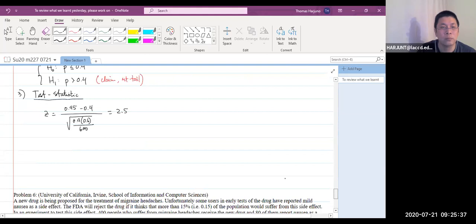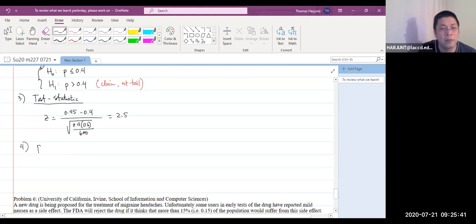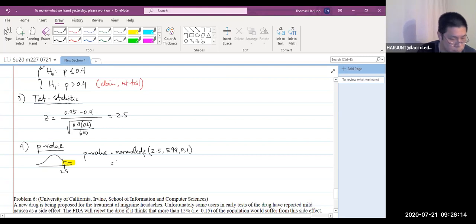2.5. So our p-value will be, this is a right tail, this is 2.5, so the area to the right. Its p-value goes to normal CDF, 2.5 to E99, 0.00621.